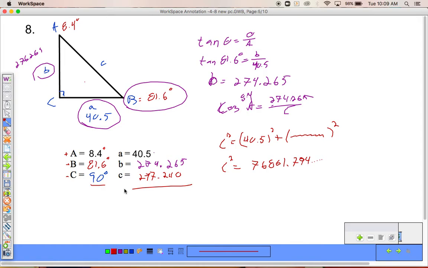All right, so once you're given one angle, you automatically know angle C is 90. Subtract the angle you're given from 90 to get the other one. And then use a trig function to find what you need.